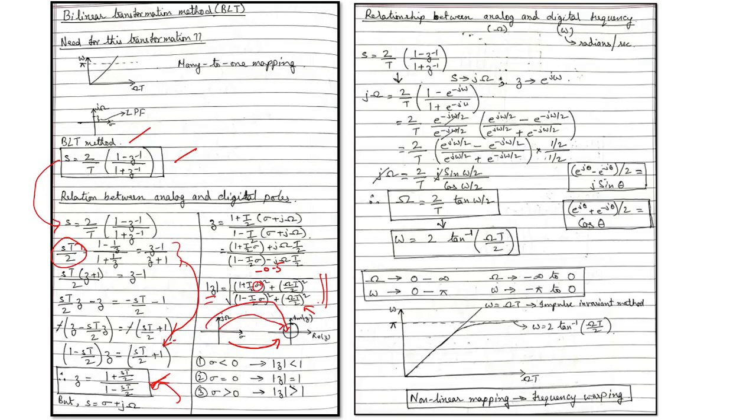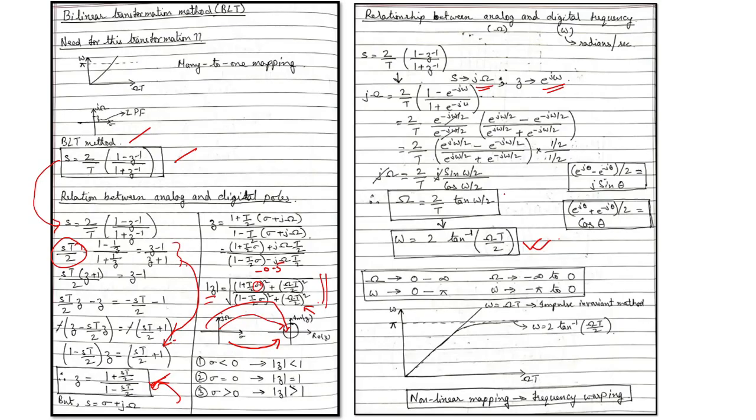Now, what is the relationship between analog and digital frequencies? Again, we have discussed how we can find the relationship. s is replaced with j omega and z is replaced with e to the power j omega. If you do this, we get a relationship which is omega equals 2 tan inverse of omega T by 2. This relationship is regarded as the frequency warping relationship.